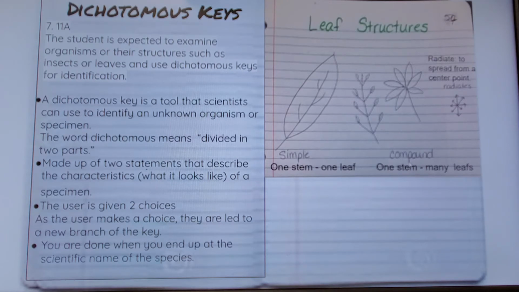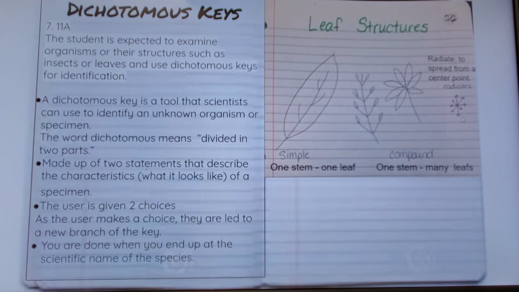As opposed to this next set of drawings, these are called compound leaves because you have one stem, but you have many leaves attached to that one stem. And they can either be attached like from another little stem, or the leaves are just directly attached to that one stem. So simple, one leaf, one stem; compound, one stem, lots of leaves.